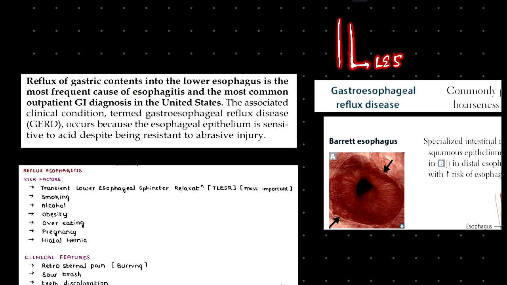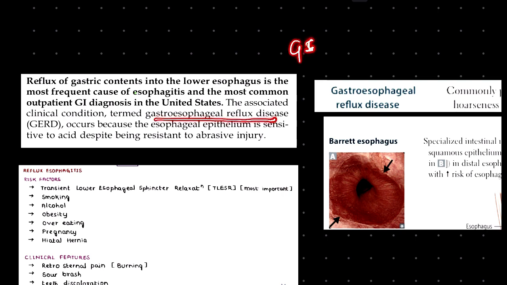At the time of its proper functioning, it will allow food material to go in one direction, but at the time when it is not functioning well, it will just reflux the gastric content toward the esophagus. So reflux of gastric content into the lower esophagus is the most frequent cause of esophagitis. Yes, we talked about that, and it is the most common outpatient GI diagnosis in the United States. The associated clinical condition is termed gastroesophageal reflux disease.